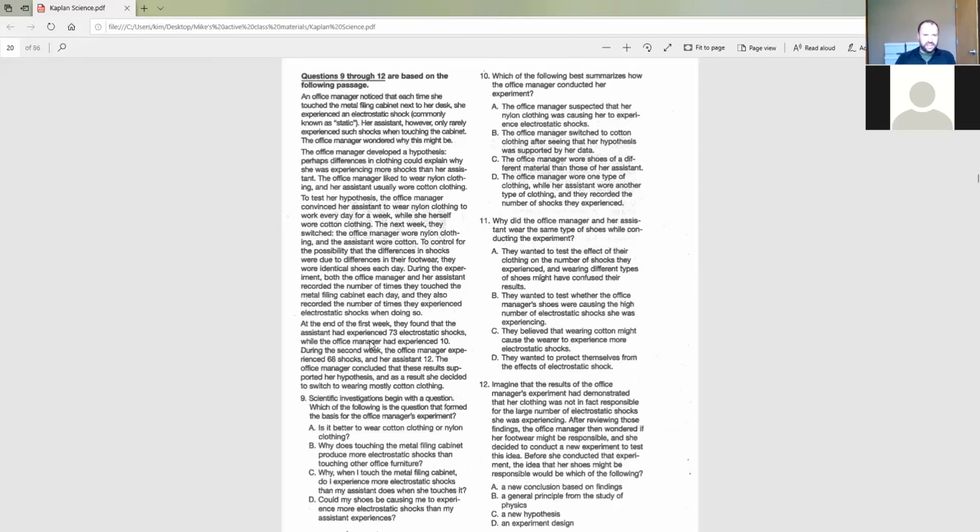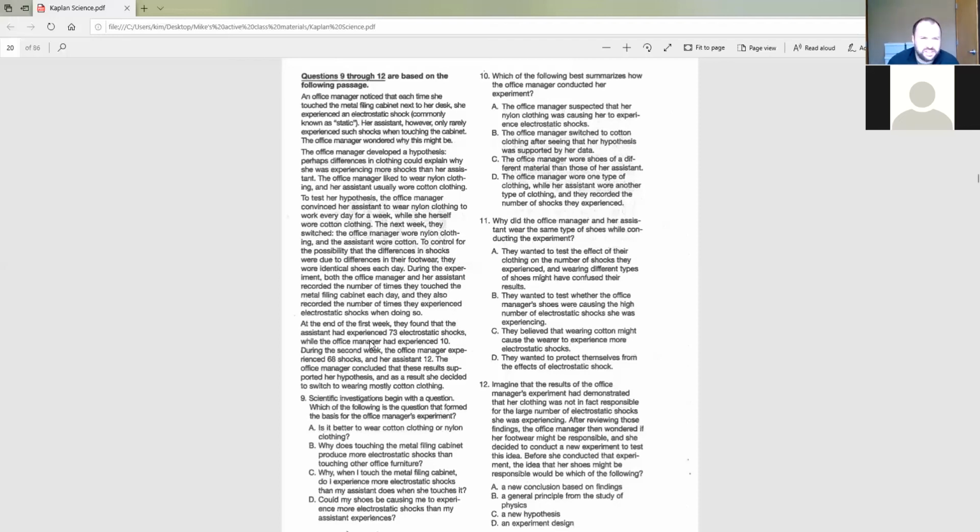So the passage states, an office manager noticed that each time she touched the metal filing cabinet next to her desk, she experienced an electrostatic shock, commonly known as static. Her assistant, however, only rarely experienced such shocks when touching the cabinet. The office manager wondered why this might be. The office manager developed a thesis. Perhaps differences in clothing could explain why she was experiencing more shock than her assistant. The office manager liked to wear nylon clothing, and her assistant usually wore cotton clothing.